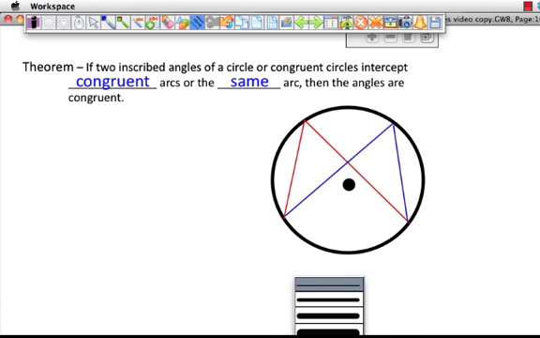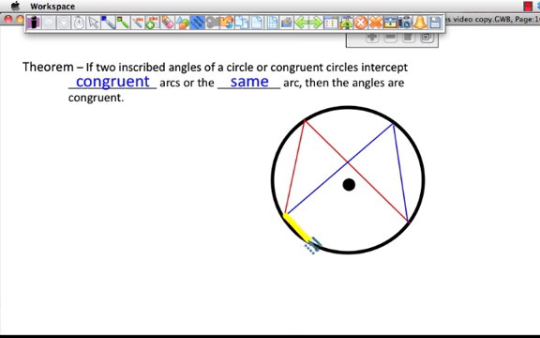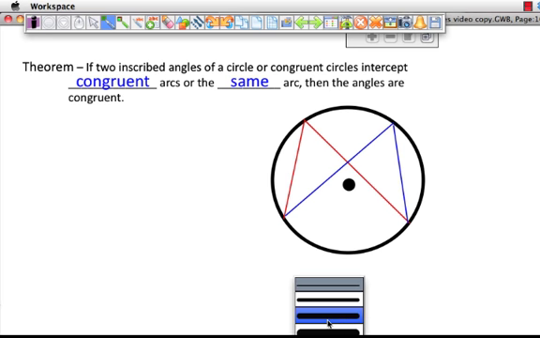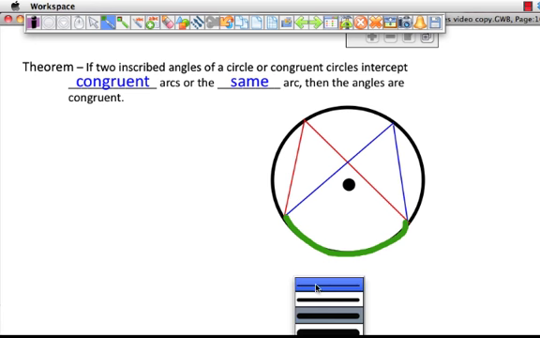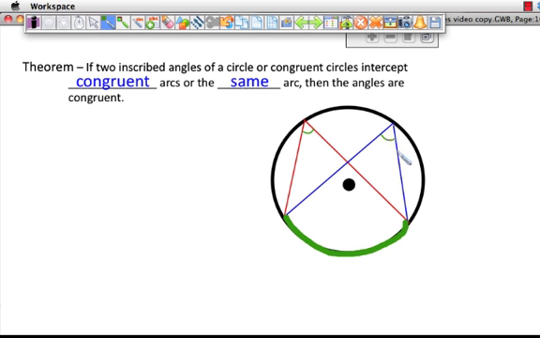And when that happens, when they intercept the exact same arc here, then you can see that they both equal half of that arc. What that means is that they end up being equal. When they both intercept the same arc, then they are equal to each other. This angle is congruent to this angle. Let me demonstrate that for you.